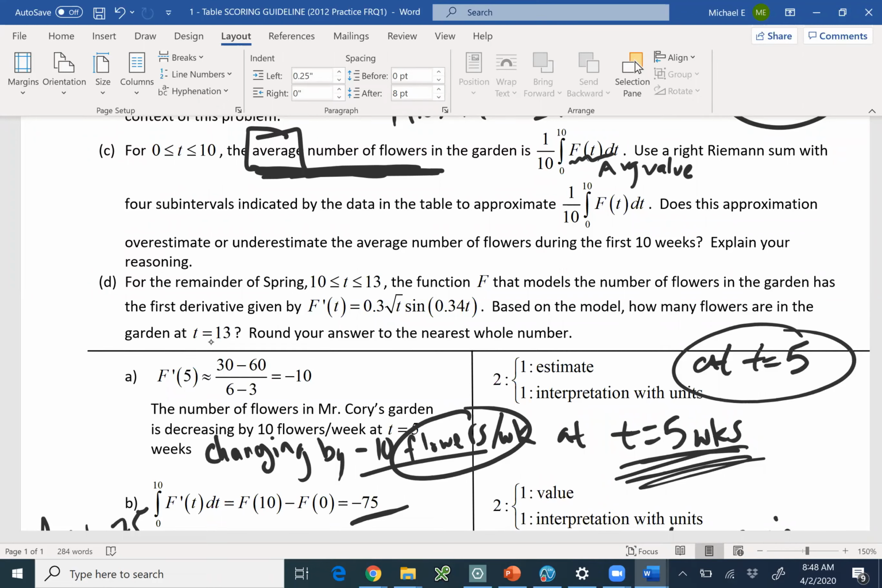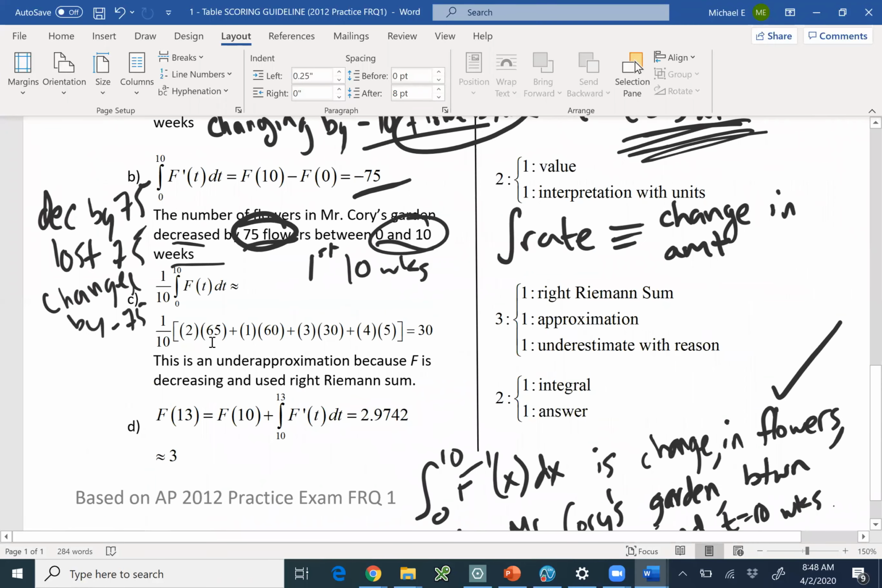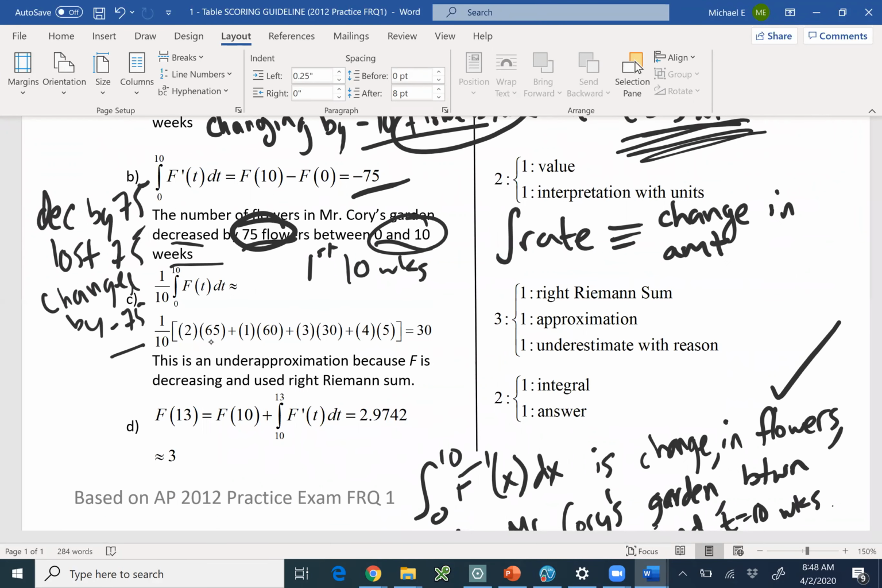And so then they say, using a right Riemann sum with 4 intervals, approximate 1/10 integral of f of t. So they want us to use a right Riemann sum. What's important on this question is that we don't forget about this 1/10. We want to make sure that we preserve that 1/10. Otherwise, we're going to get 300 as our answer.